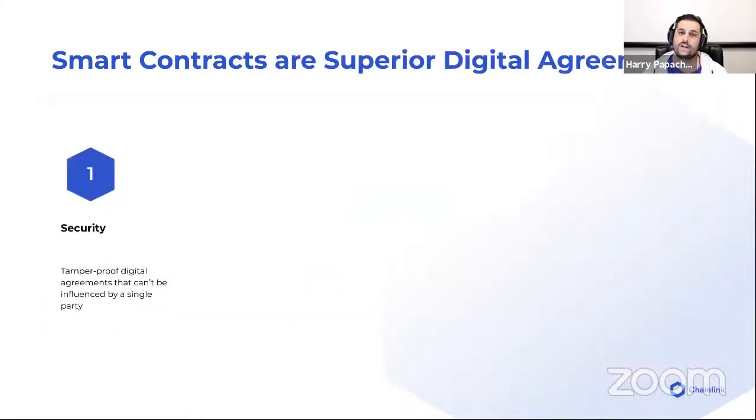So why is a smart contract better than a traditional digital agreement? It basically comes down to 5 fundamental things. So the first one is security. The tamper-proof digital agreement can't be influenced by a single party because it runs on this decentralized infrastructure, right? It can't be hacked. No one's going to hack your program or your system and change it if it's running on a blockchain.